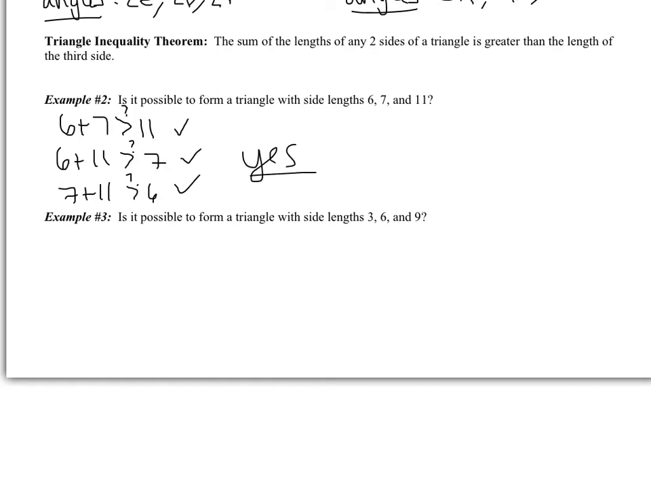Okay, for example number 3, you should have gotten no. If you take 3 and add 6, it is not greater than 9. It's exactly equal to 9. It strictly has to be greater. So hopefully you got that one right.